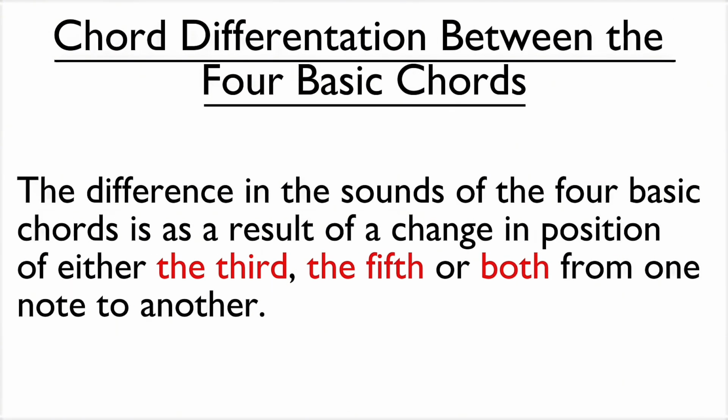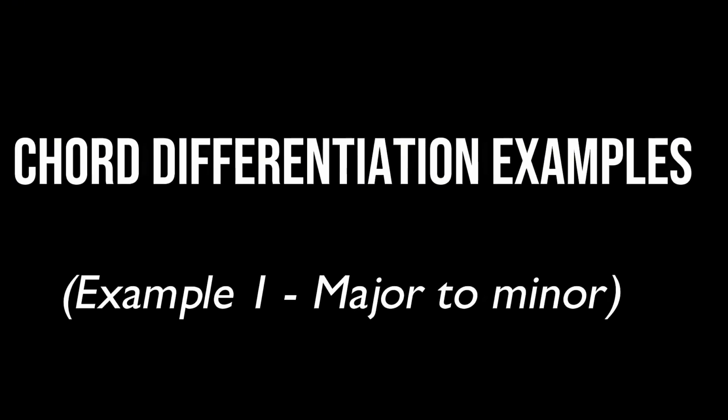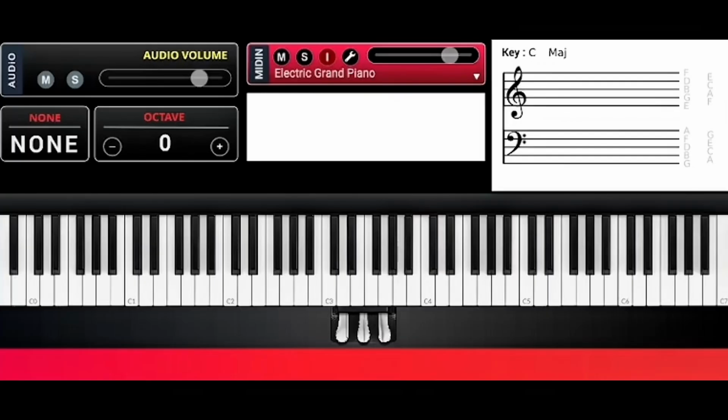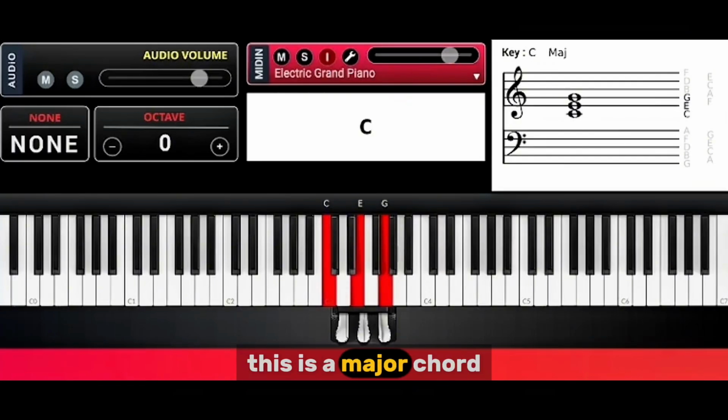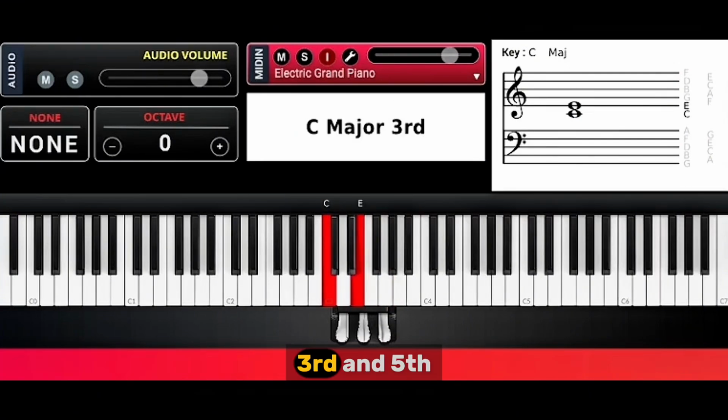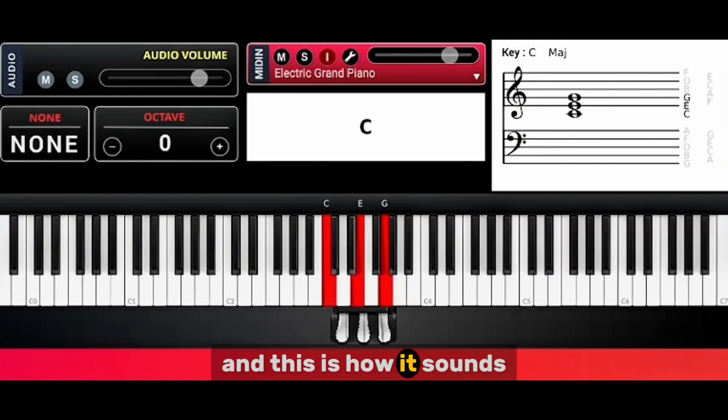The difference in the sounds of the 4 basic chords is as a result of a change in position of either the third, the fifth, or both from one note to another. Let's take these examples. This is a major chord. So this is my root, third, and fifth. And this is how it sounds.